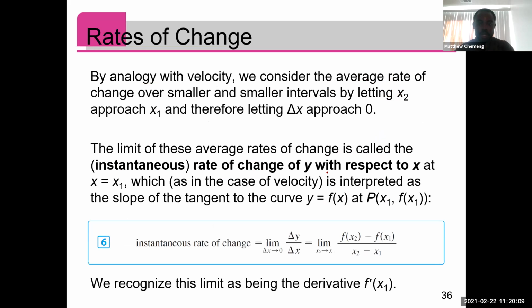So now, suppose we are interested in the instantaneous rate of change of y with respect to x, given this difference quotient. Then the instantaneous rate of change is just going to be what? The limit as x2 approaches x1. In other words, as x2 approaches x1, the difference between the two of them is getting close to 0. So that's why you have this here. Delta x is approaching 0.